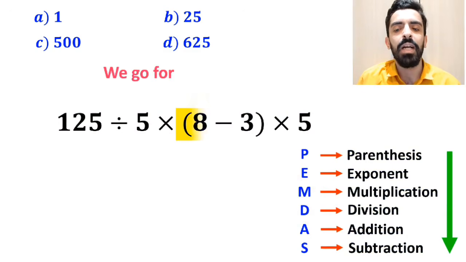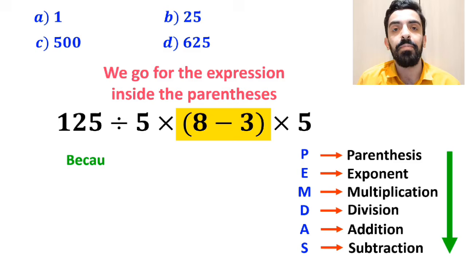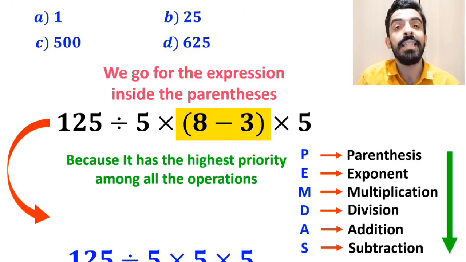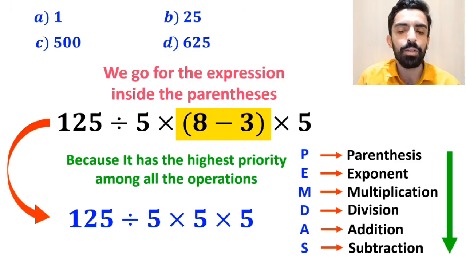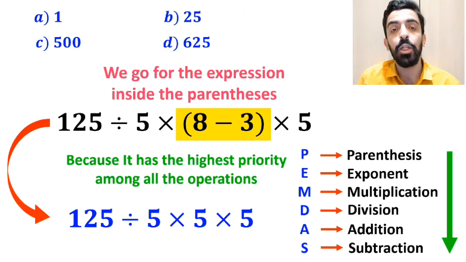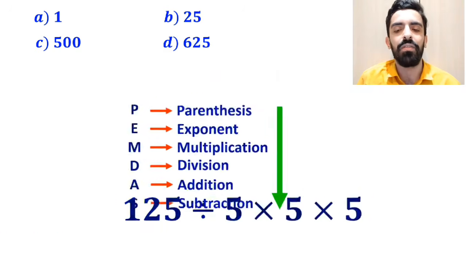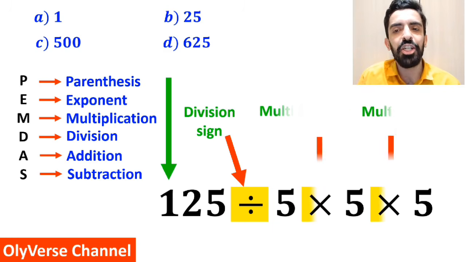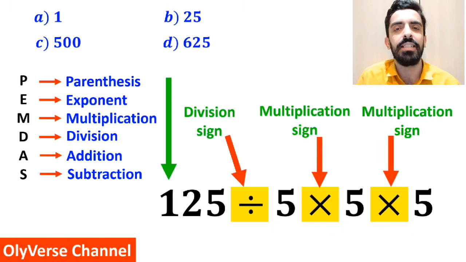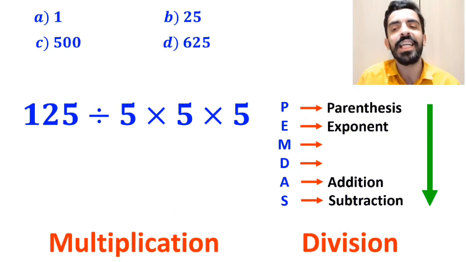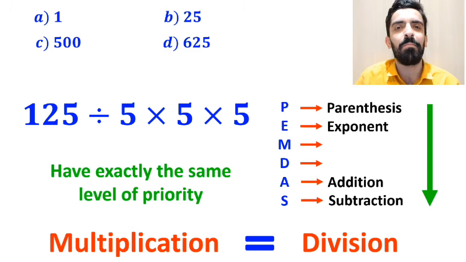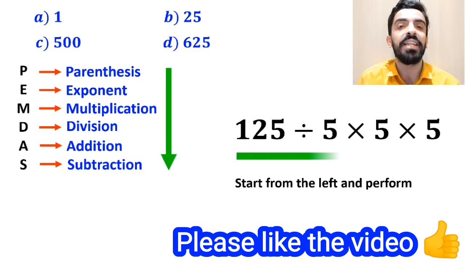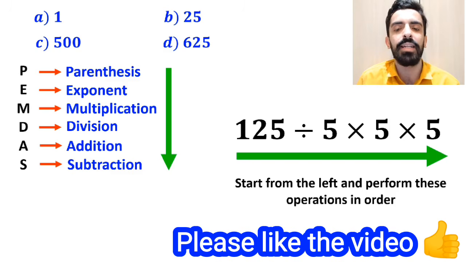Okay, in the first step, we go for the expression inside the parentheses because it has the highest priority among all the operations. So, instead of this expression, we can write 125 divided by 5 multiplied by 5 and again multiplied by 5. Alright, as you can see in the image, in this expression, we have one division sign followed by two multiplication signs. We must pay close attention that multiplication and division have exactly the same level of priority in the PEMDAS rule. In this situation, the best thing to do is to start from the left and perform these two operations in order.